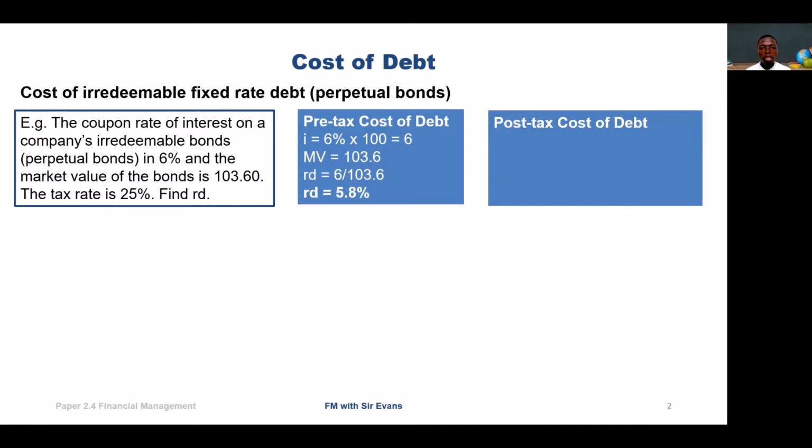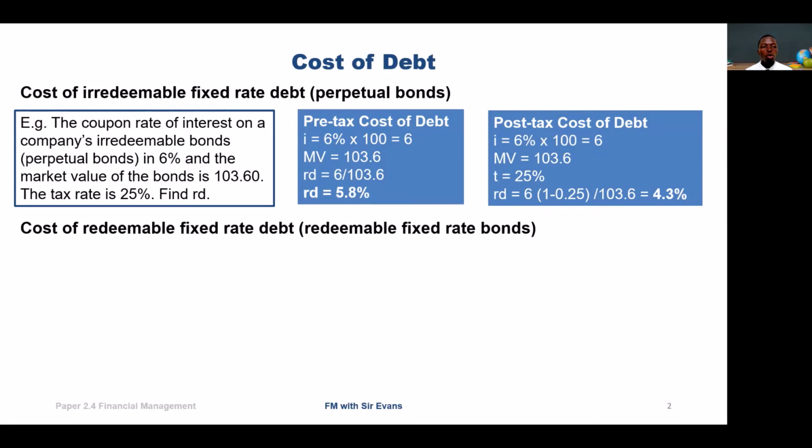Now, we'll go with the post-tax cost of debt. Same variables, I being 6, MV being 103.6, but now we are introducing a T being the tax component, that's 25%. As I mentioned, our I will then be applied with the tax. That will be I multiplied by 1 minus T. So 1 minus 0.25. Our 6 will multiply 1 minus 0.25, divided by the MV, to give us a post-tax cost of debt of 4.3%.